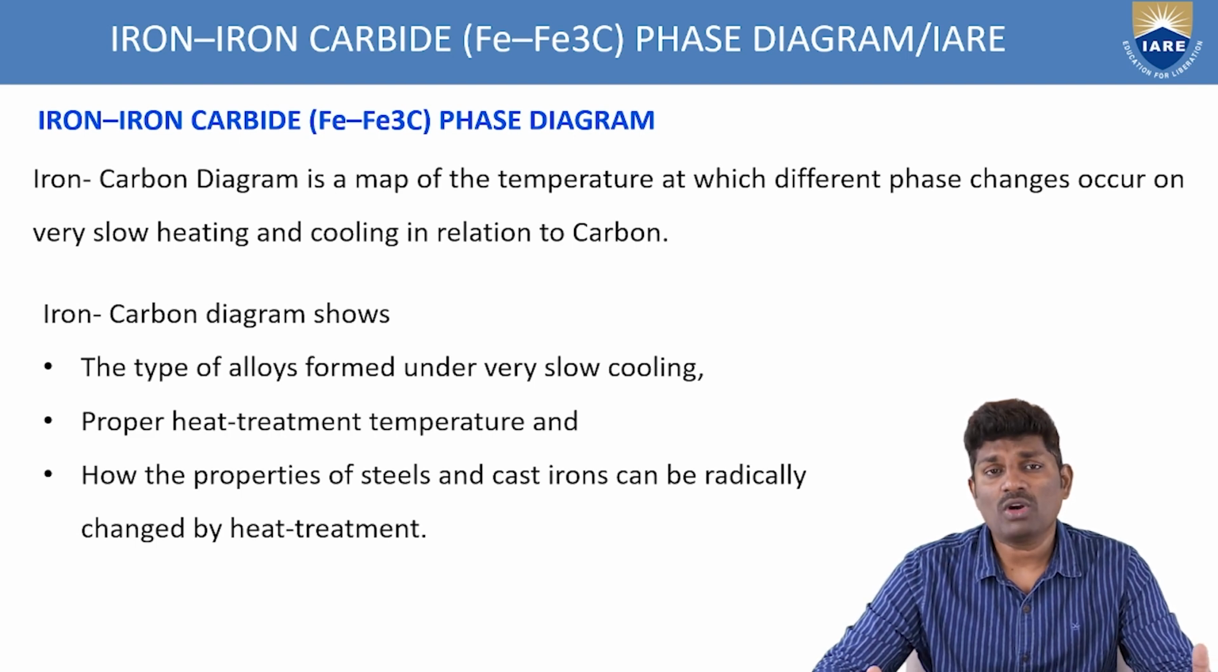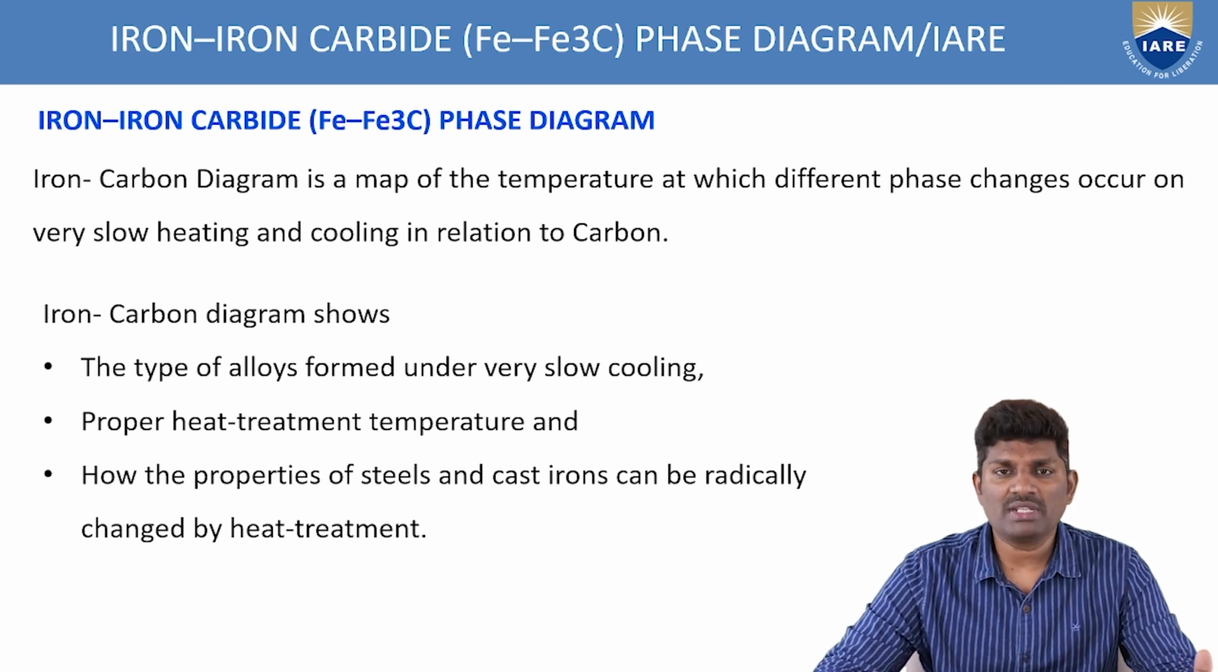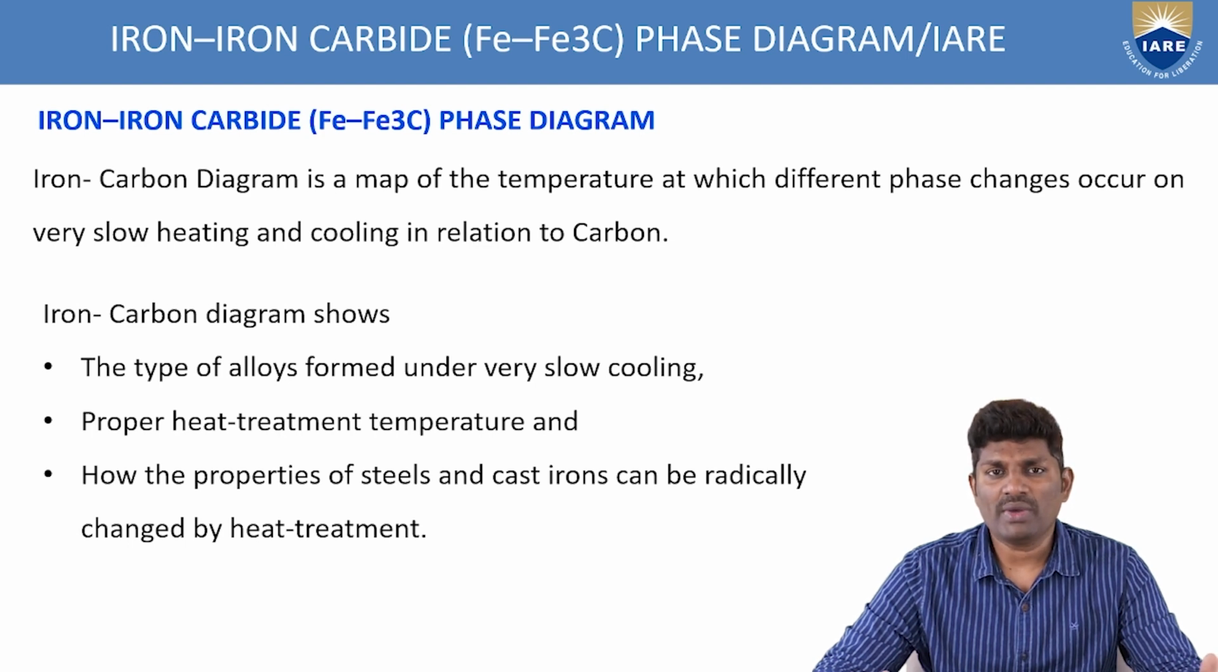So what is happening here? What are the changes of phase? How are the changes carried out during the transformation of slow heating or slow cooling? The information on change of phase we get from the iron carbide phase diagram. This is again a graphical representation of the phase diagram along the x and y axes. The x axis refers to the composition and the y axis refers to the temperature.